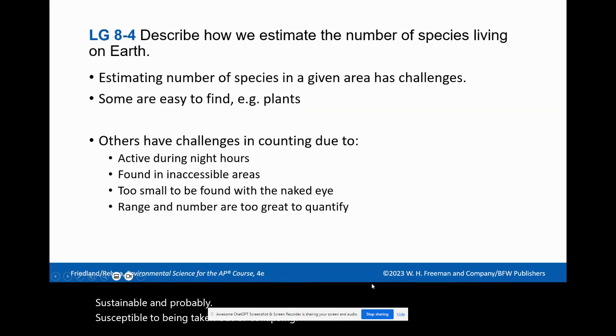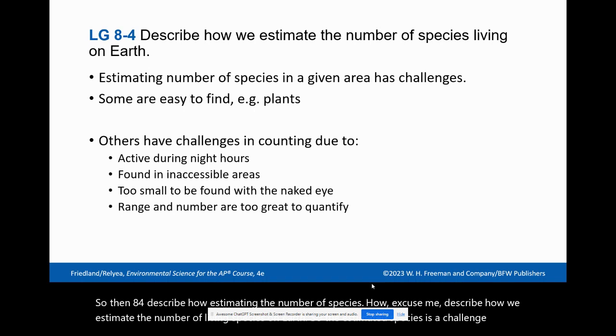So then 8.4, describe how estimating the number of species, describe how we estimate the number of living species on Earth. So the estimated species is a challenge for some of those reasons. It is just hard to find these animals, or organisms rather. How do we even track the number? Are they too small to be found with the naked eye? Can we even get there?